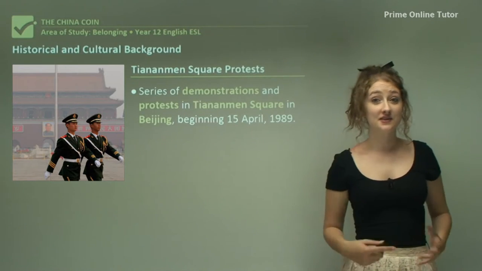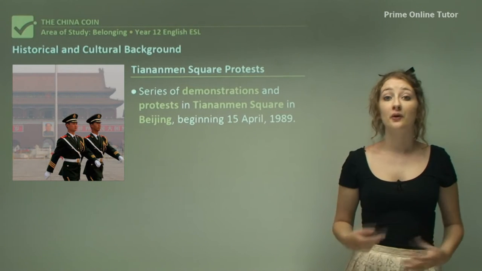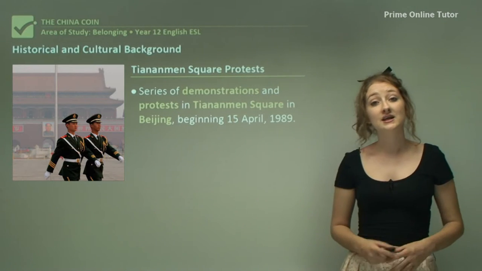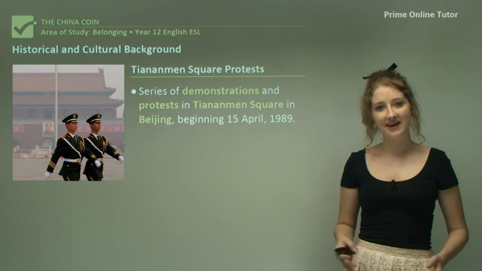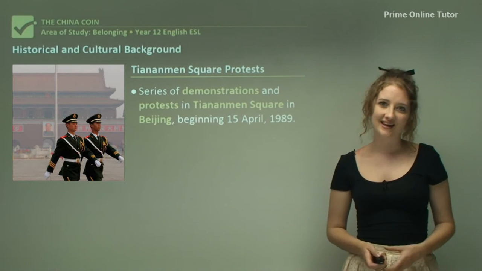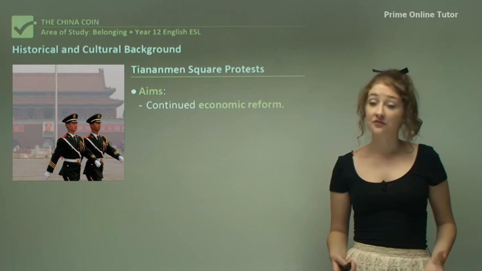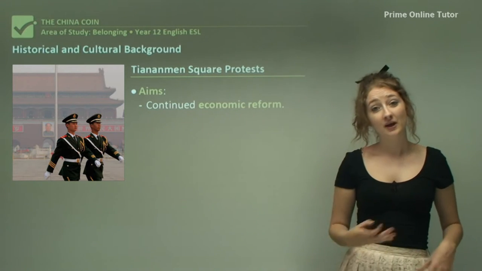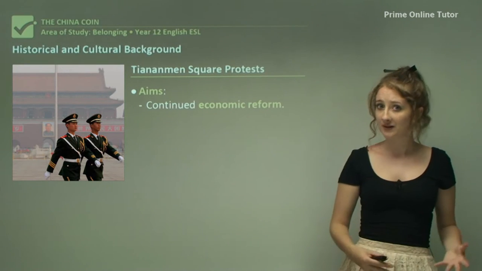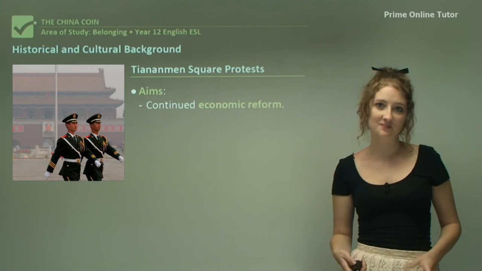So let's have a look at the Tiananmen Square protests. Basically, these protests were a series of demonstrations in Tiananmen Square, which is an area of Beijing. These began on the 15th of April, 1989. The aims of these protests were to create continued economic reform. Obviously, China, coming out of that very communist period of its history, was now moving towards a capitalist economic system.